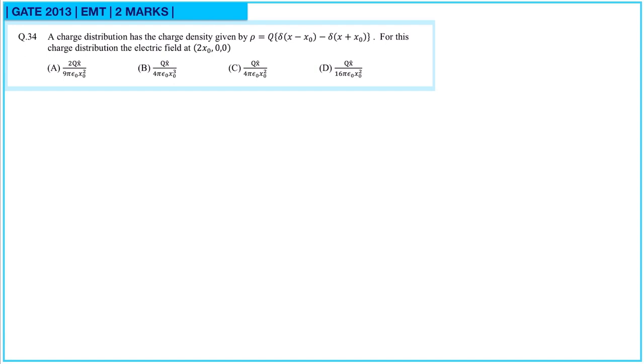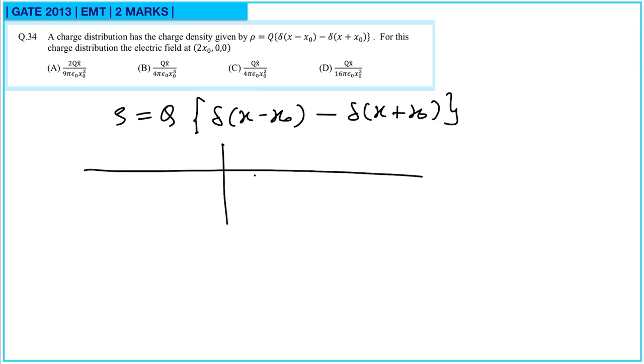Next question. A charge distribution has the charge density given by rho equal to Q into delta of x minus x naught minus delta of x plus x naught. So that means at minus x naught we have charge minus q, and at x naught it will be q. So this is given to us. For this charge distribution, we have to find the electric field at 2x naught. Now this is plus q charge, so the electric field will be in this direction, and this is minus q charge, so the electric field will be in this direction. So we have to calculate both.